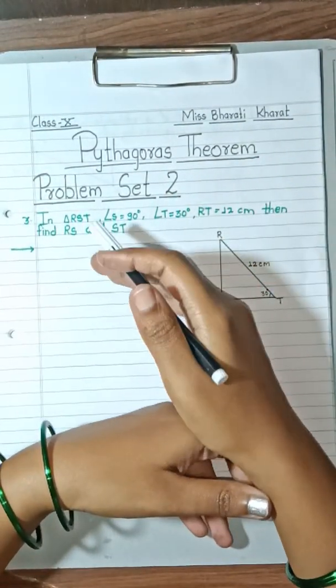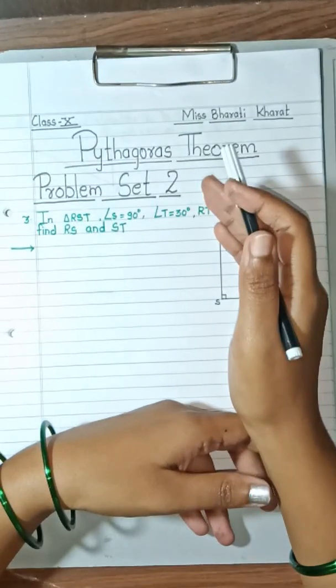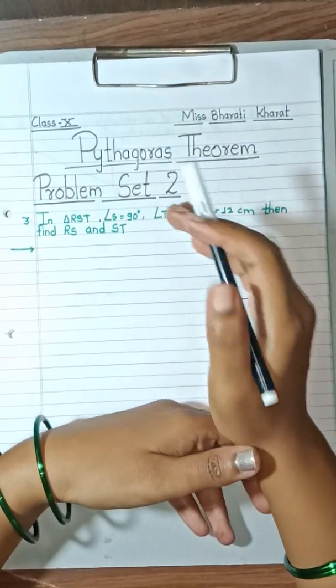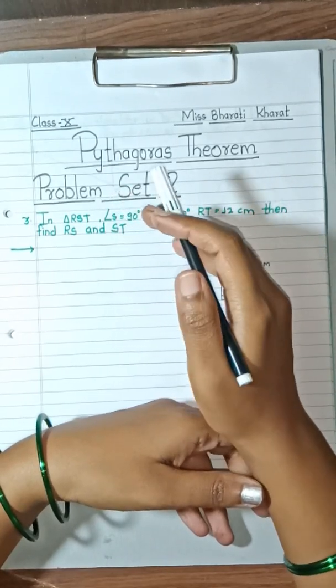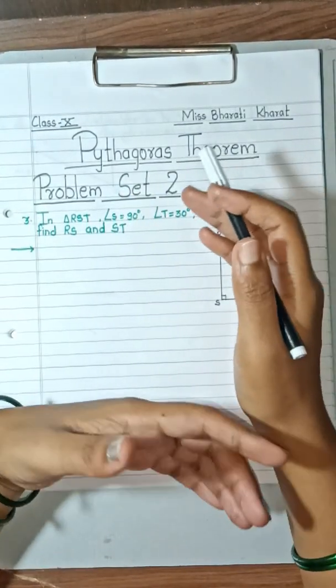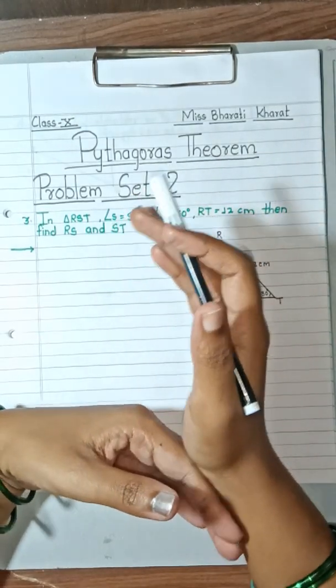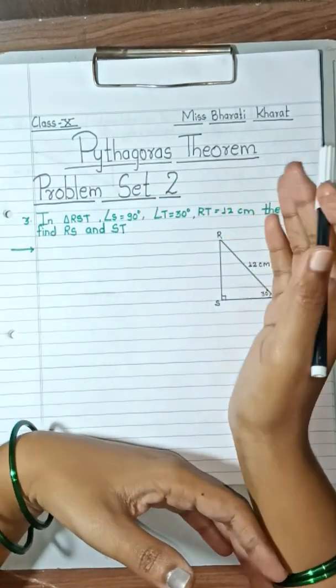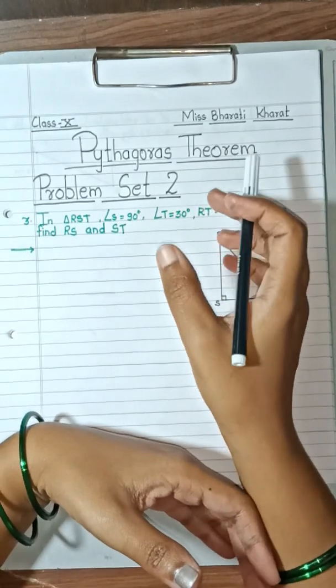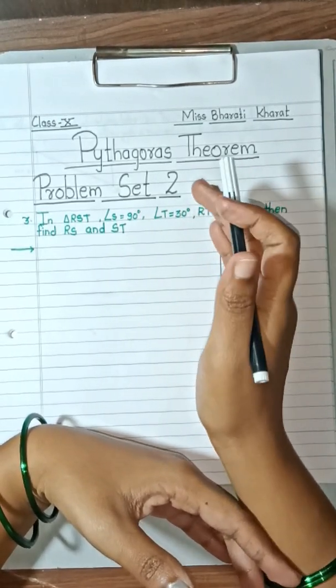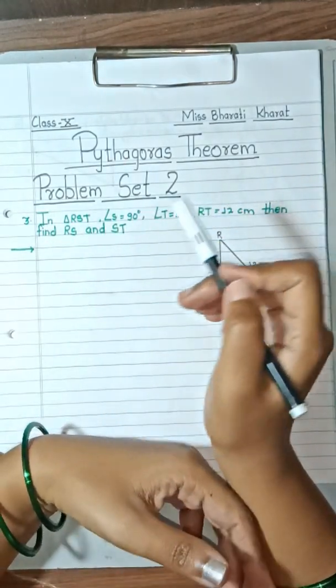In the last session we had solved practice set 2.2. Today we are going to start with the problem set. Children, in the problem set, question number 1 and 2 are really very easy. They are based on Pythagoras triplets, so you can take them as homework. They are objective type questions, really very short and easy, so you can solve them on your own. In today's session we'll start with problem set 2, question number 3.